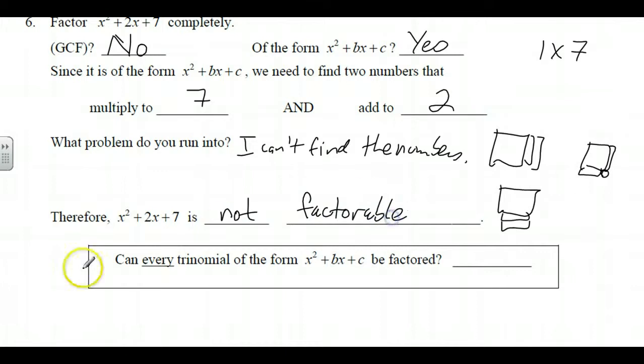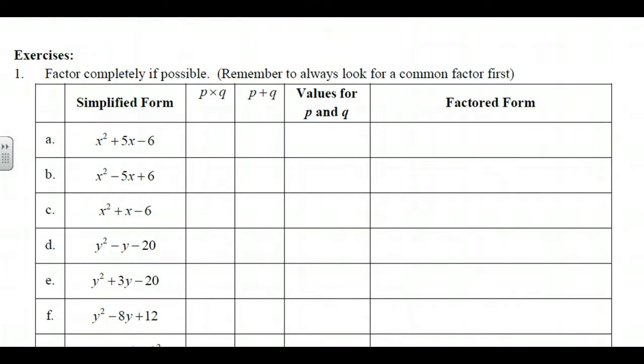which means that not every trinomial can be factored. So the answer is no. You can't always factor. You may not be able to find the numbers. And of course, there's two possibilities. You can't find the numbers because they don't exist, or you just don't see them.